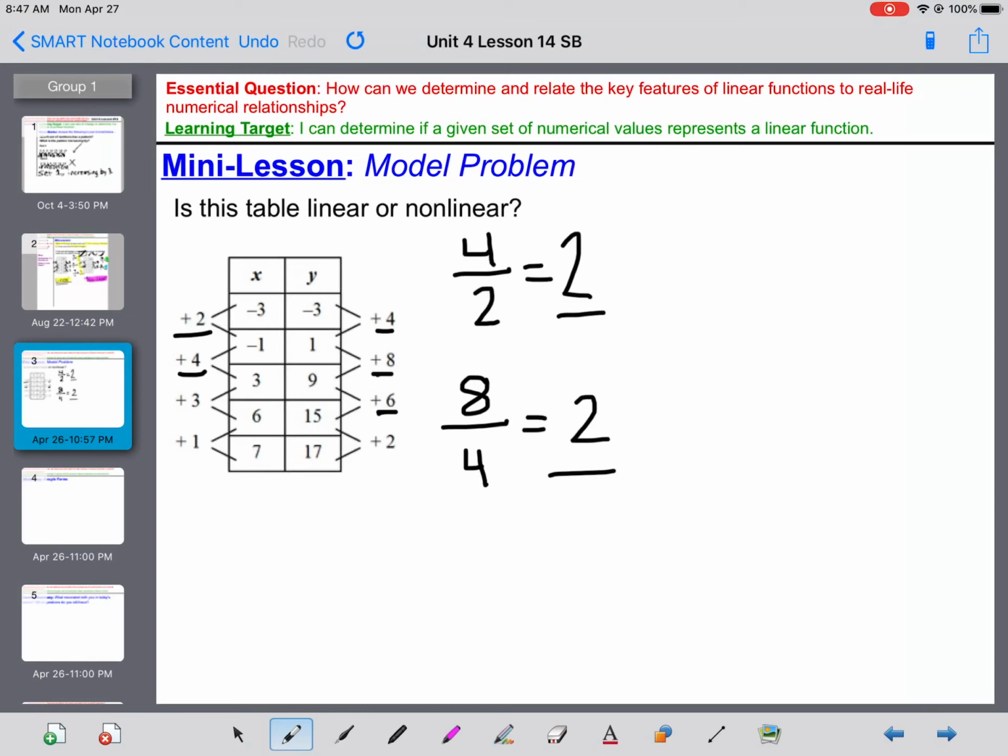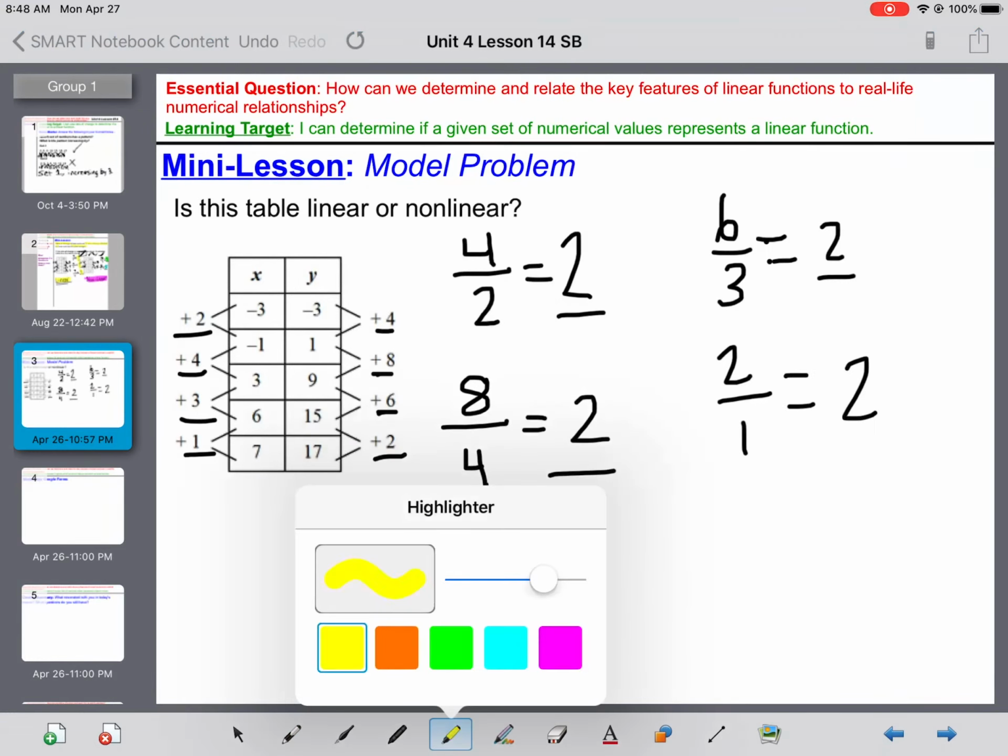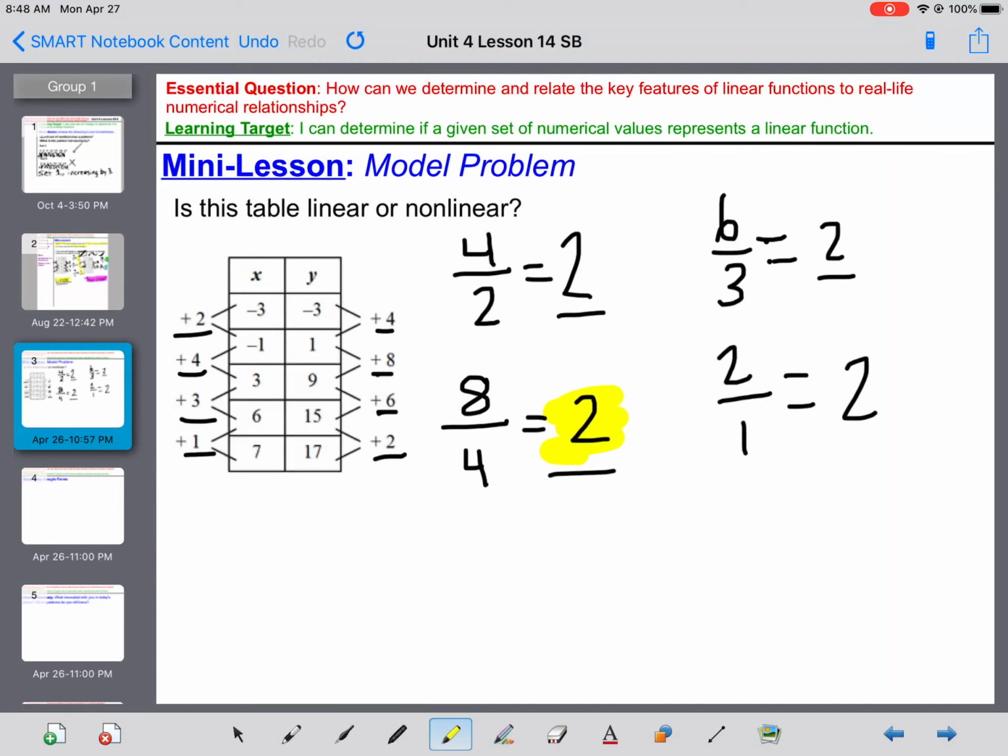But from 9 to 15, there's a rate of change of 6. And from 3 to 6, there's a change of 3. So 6 divided by 3 is 2 again. So we just have to see if it stays consistent one more time. From 15 to 17, there's a change of 2. From 6 to 7, there's a change of 1. 2 over 1, our rate of change is all the same. Throughout the whole table, there's a rate of change of 2.